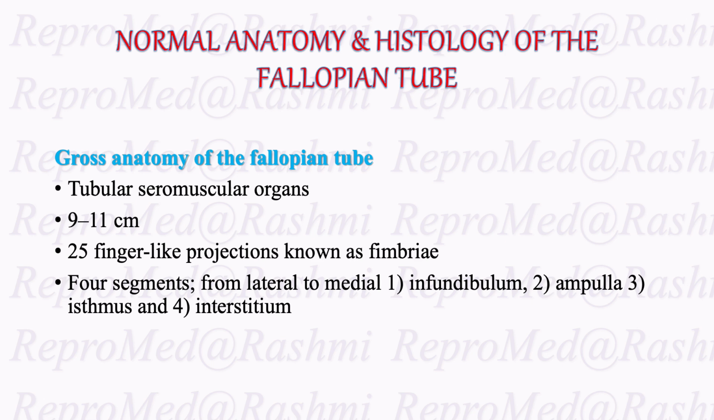Gross anatomy of the fallopian tube: it is a tubulo-seromuscular organ around 9 to 11 centimeters in length, and it has 25 finger-like projections known as fimbria. There are 4 segments from lateral to medial. First is the infundibulum, second is the ampulla, third is the isthmus, and fourth is the interstitium.